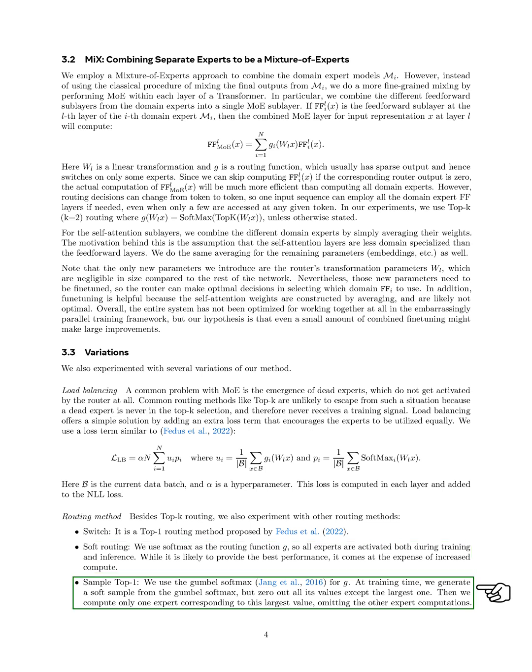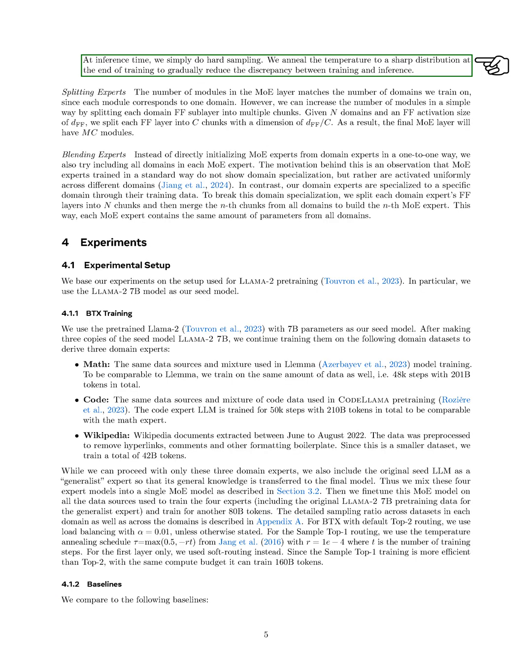During training, we generate a soft sample and compute only one expert corresponding to the largest value, while at inference time, we perform hard sampling. We gradually adjust the temperature during training to reduce the gap between training and inference.